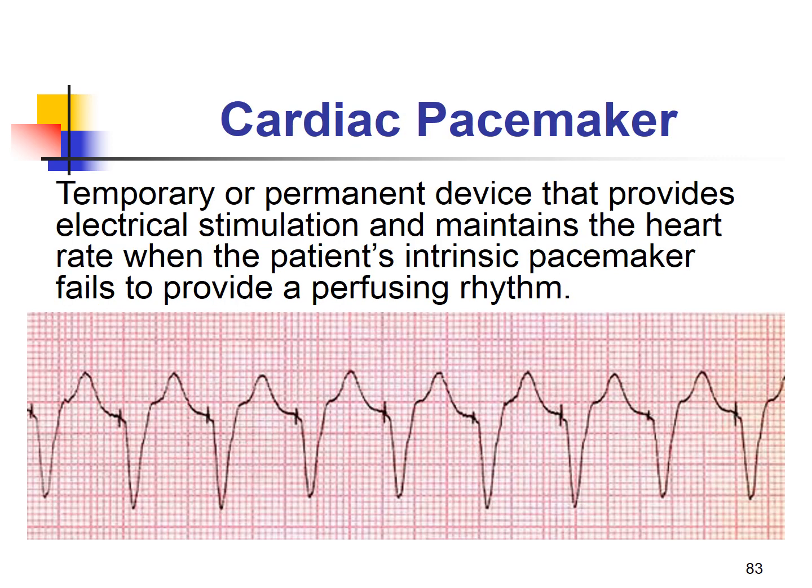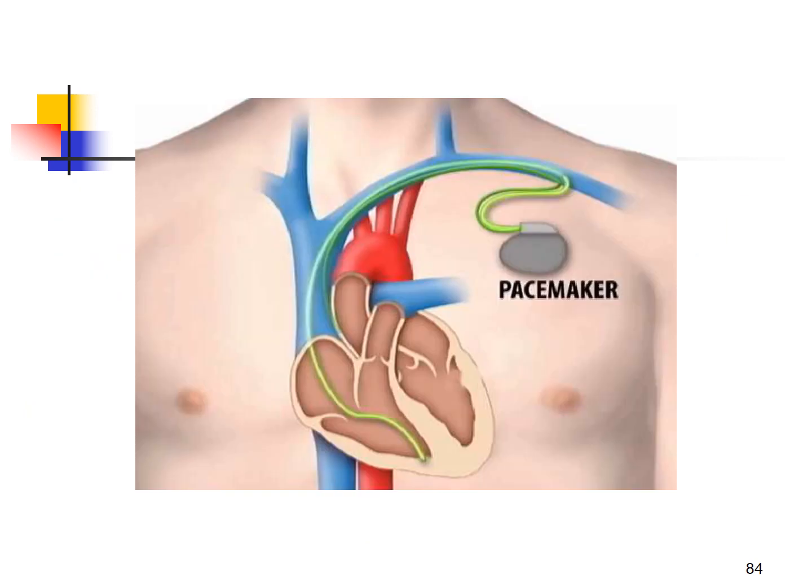Okay, next slide. And then you have the pacemaker that the patient may have. It could be temporary or permanent, and it places electrical stimulation and maintains the heart rate when the patient's intrinsic pacemaker fails to provide a perfusion rhythm. So when you do the EKG, it looks different for these patients. Next slide.